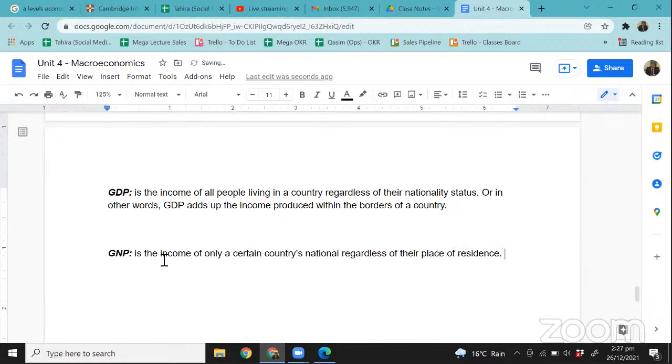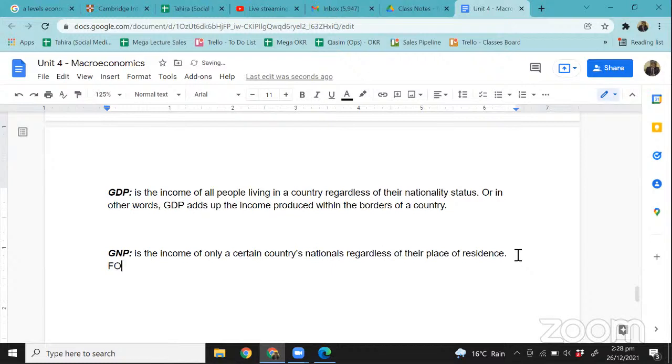Now think about this. A lot of Indians, a lot of Pakistanis are working in foreign countries, right? When we say GDP, any Indian living outside India, his or her income would not be part of India's GDP. Why? Because that person is not generating income within the borders of India. Does this help? But when I say GNP, gross national product of India, then yes, I will include the income of Indians who are living outside India. Why? Because they belong to that country, they belong to that nationality. So GNP is the income of only a certain country's nationals, regardless of their place of residence.